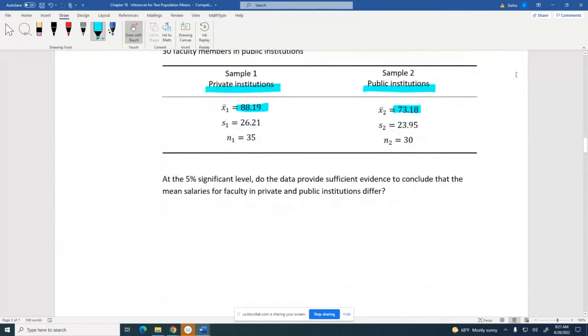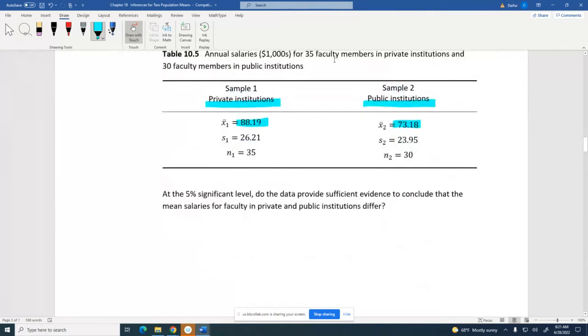So now at the end, here is the claim. At 5% significance level, do the data provide sufficient evidence? What? Differ.